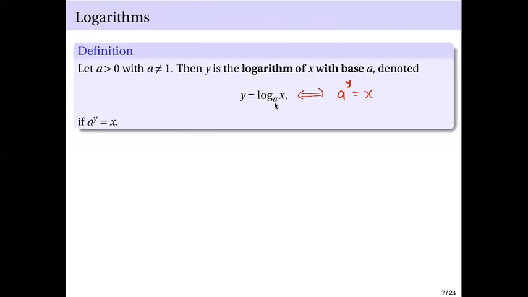So y equals logarithm of x base a. This is the same thing as saying that if you raise a to y, it will give you x. So the logarithm of x with base a is the number y. That's the same thing as saying that if you raise your a to that number y, it will give you x.